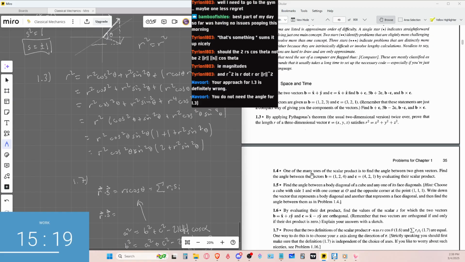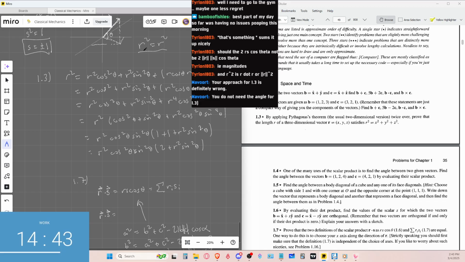Do you need the angle for 1.3? Not really. The only thing I can think of is that I thought the point of the problem was to prove that r squared equals r squared. So I thought I would be clever and try polar coordinates instead of just using xy coordinates. That was my original idea, but I don't know if that's what it means to solve the problem.